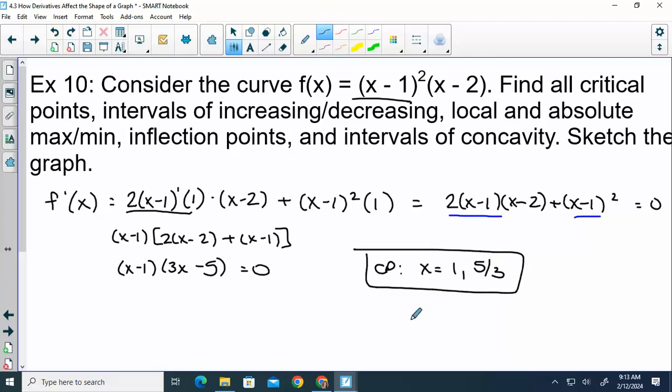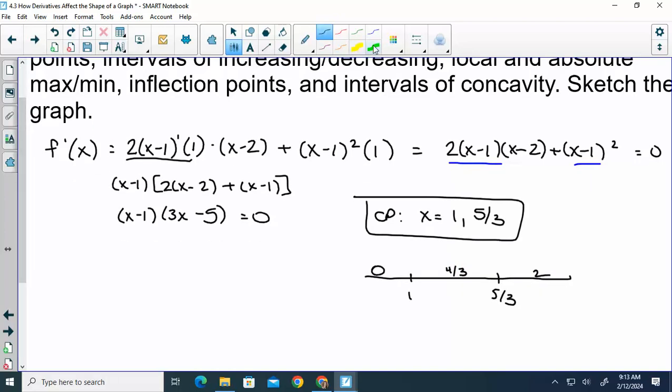All right, so then if we want increasing, decreasing, max, min, we have to do our sign line. Smaller than 1, in between 1 and 5/3, so maybe a 4/3, and bigger, so maybe a 2. And we're putting those into our derivative. So we could do either version. I'm just going to go ahead and put it in this factored one.